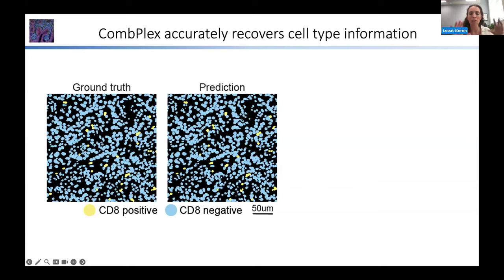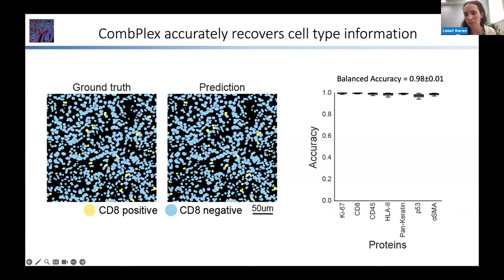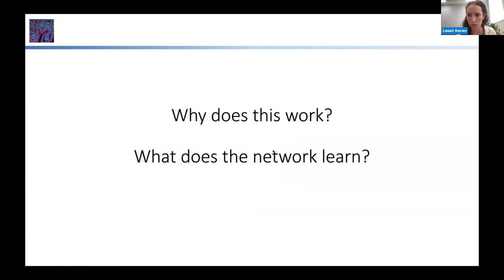or our predictions. We segmented the cells, we classified them. Here specifically, I'm showing you an example for CD8 positive T cells. So CD8s here are shown in yellow and all other cells are shown in blue. And you can see that when we do this on the ground truth or the prediction, the images are basically identical. And we can measure this again using balanced accuracy, and we see that we get very, very high results.